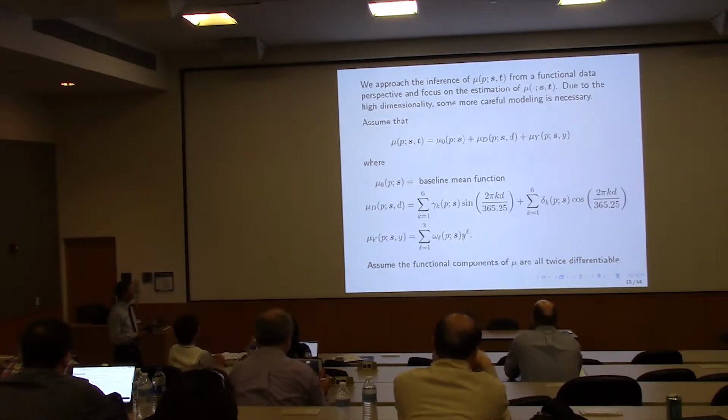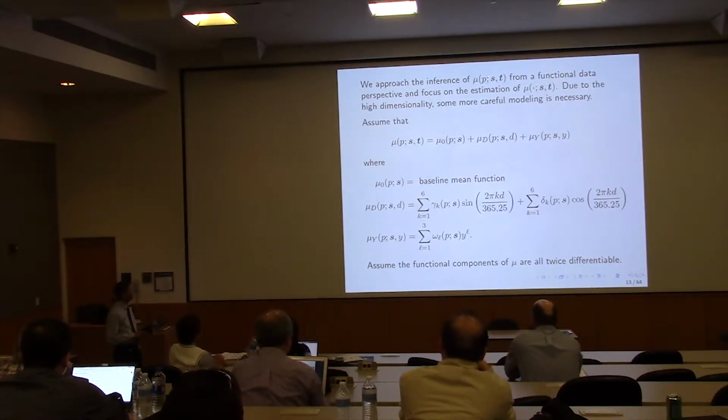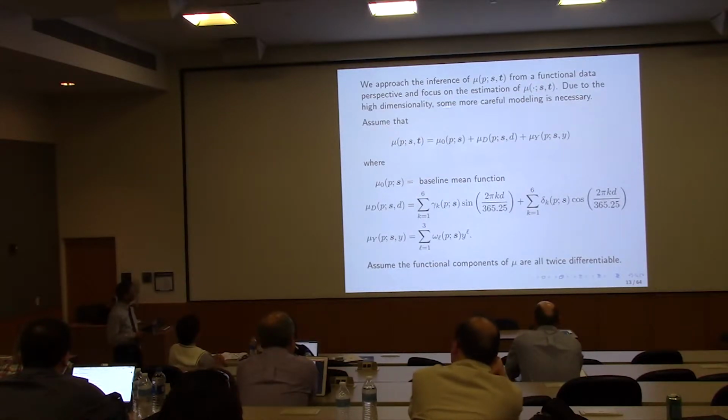I already mentioned that we're going to approach the inference of the mean field from a functional data perspective, and we'll estimate this as a function of pressure. P is a strange notation for an argument of a function, but it stands for pressure in this case, and it makes sense. We need to do some modeling due to the high dimensionality of the problem. So we're going to assume a very naive model.